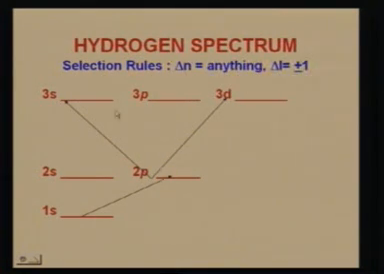Similarly, from 2p you can go to 3s, because n may be changing by any amount, that's okay, but then delta l is again changing by minus 1. So this is a very, very important point, and this point has to be remembered. And this comes basically from selection rules, which are governed by basic science. And one can ask the question: why is it that delta l is always changing by plus 1 or minus 1?